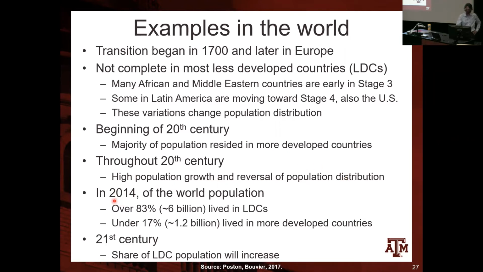So, for example, in 2014, of the world population, 83% already lived in less developed countries. And only under 17% lived in more developed countries, exactly because more developed countries are in more advanced stages of the demographic transition. And the share of less developed countries' population will increase in these next decades. And that's, again, really related to those tables that we saw before in chapter 12 about world population change over time, based on the videos by Hans Rosling.